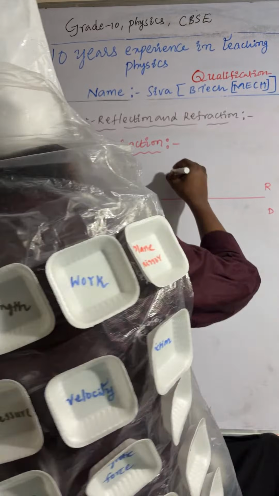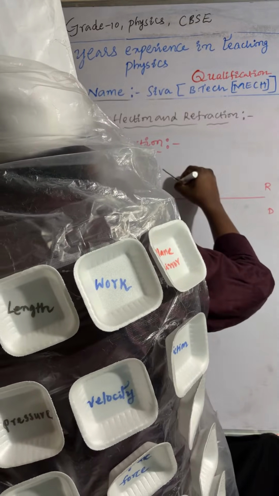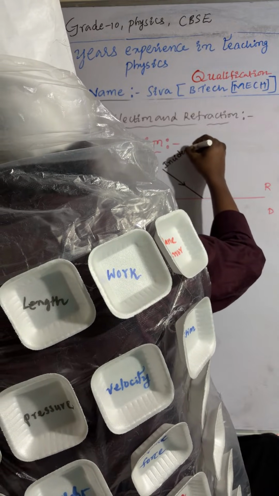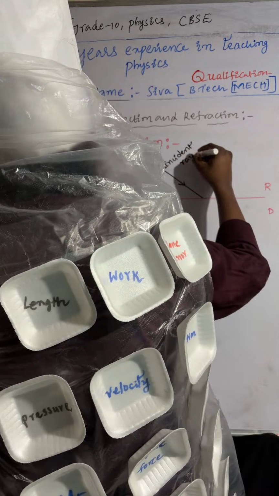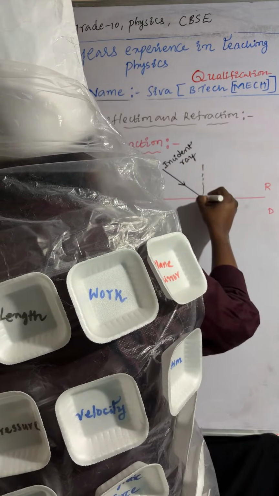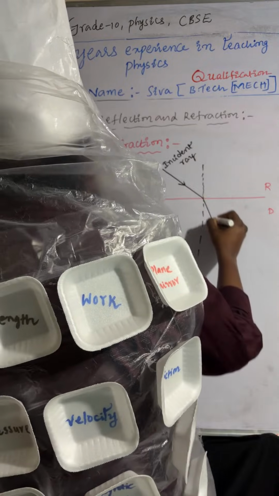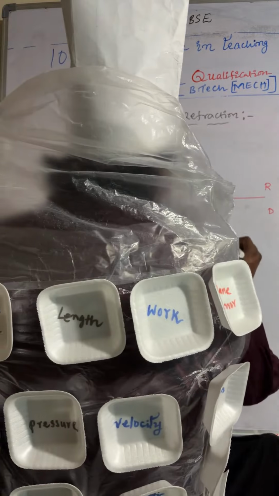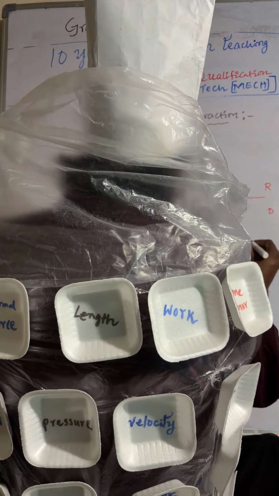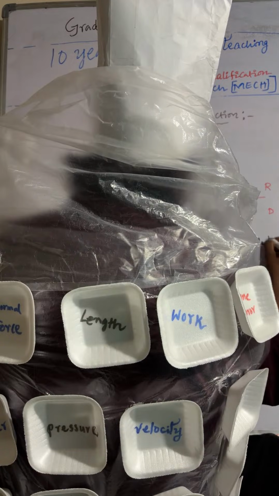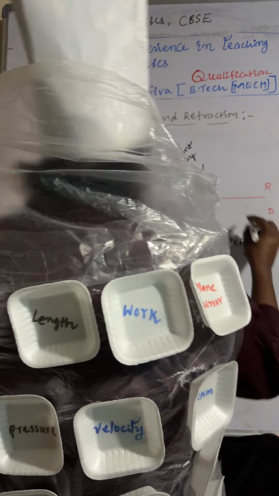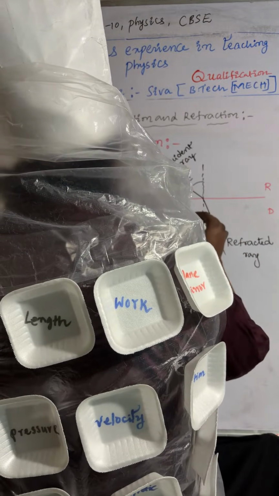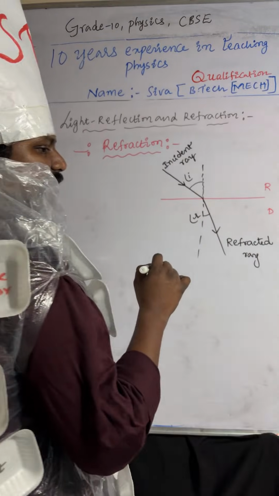Understood? Here you can see the incident ray, and coming to the normal line, this is the normal line. The light ray which bends towards the normal line is called the refracted ray. The angle between the incident ray and the normal line is called the angle of incidence. The angle between the refracted ray and the normal line is called the angle of refraction.